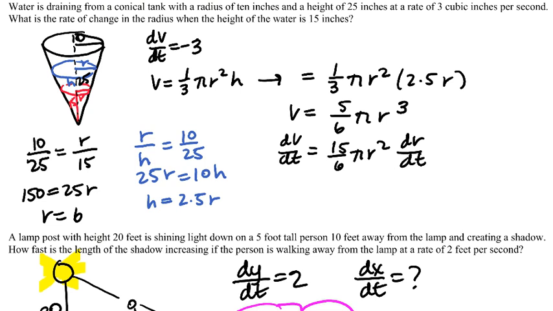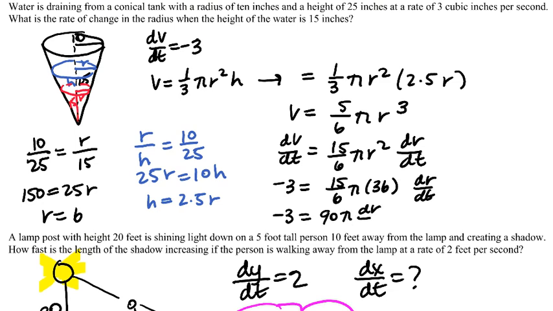So if I plug in r, which we determined was 6, dV/dt is negative 3 equals 15/6 pi, r squared is 36, dr/dt. So this is going to be negative 3 equals, well, that'll be 15 times 6, looking like 90. Therefore, dr/dt is equal to negative 3 divided by 90 pi. And that's all I got for you on the more difficult related rate problems.